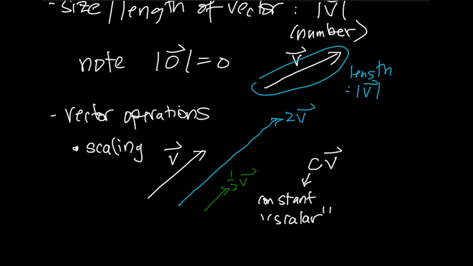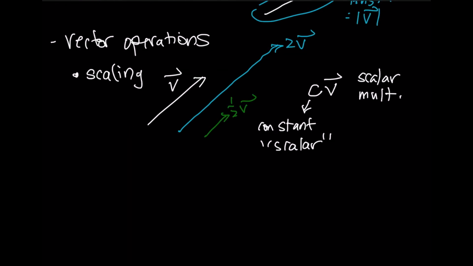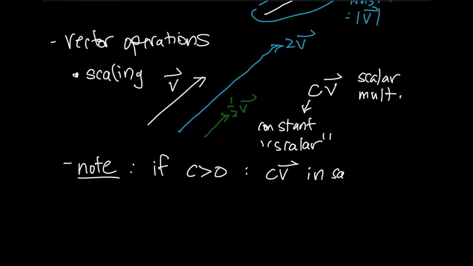It's like a dial on a machine. As you turn this dial, it makes the vector longer or shorter. So this operation right here is called scalar multiplication. Now note, if we have this number in the front being a positive number, that means our vector cv is in the same direction as our vector v. We will say that they are parallel vectors.